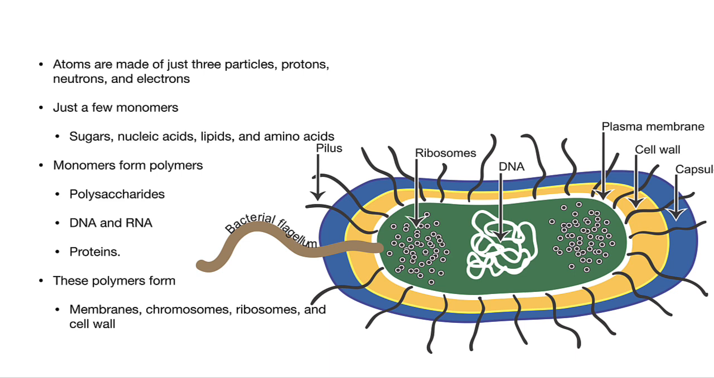The take-home messages I want you to get out of this are the following. Atoms are made of just 3 particles: protons, neutrons, and electrons. Atoms form molecules, and the cell is made up of just a few types of monomers: sugars, nucleic acids, lipids, and amino acids. These monomers form the polymers, polysaccharides, DNA, RNA, and proteins. These polymers come together to form all the structures of the cell. Things like membranes, chromosomes, ribosomes, and cell walls.